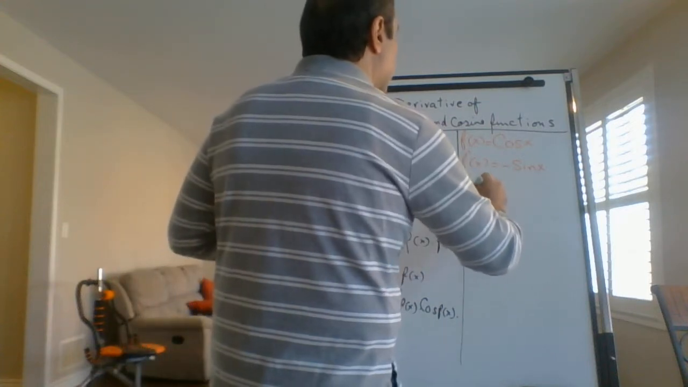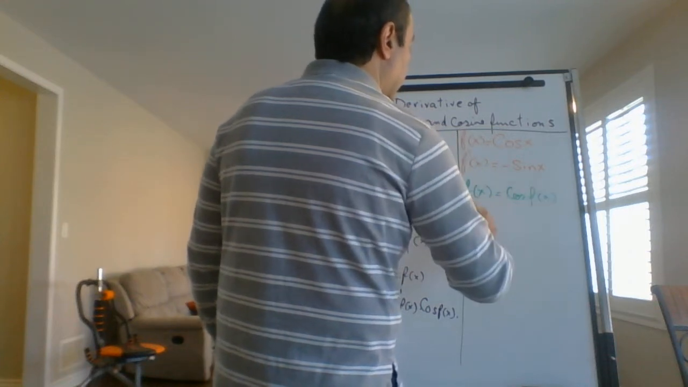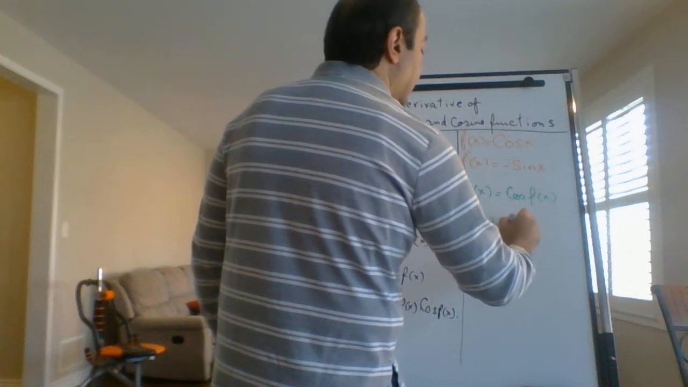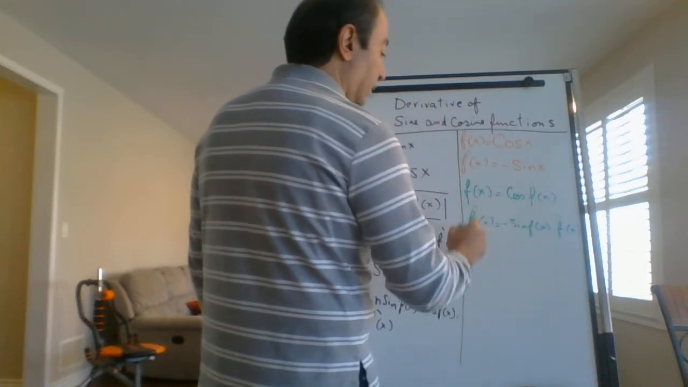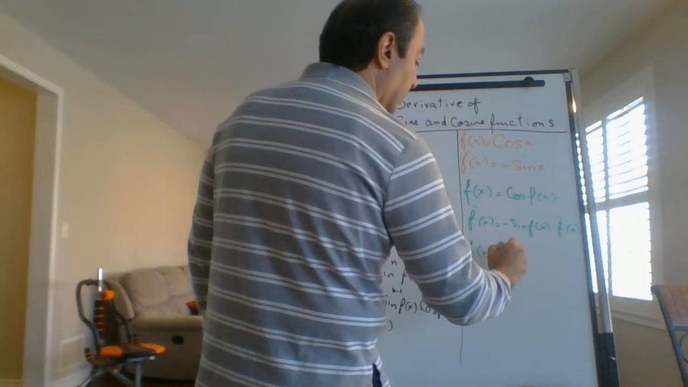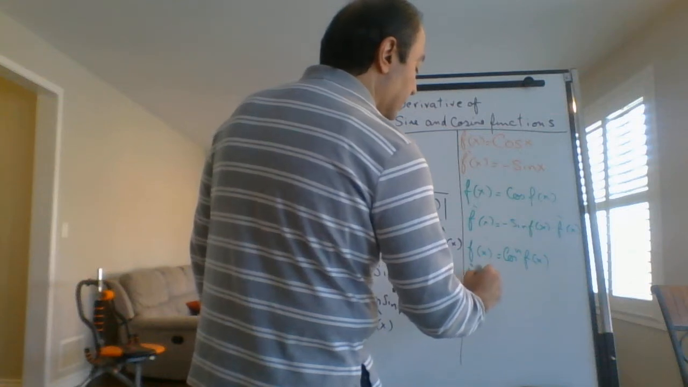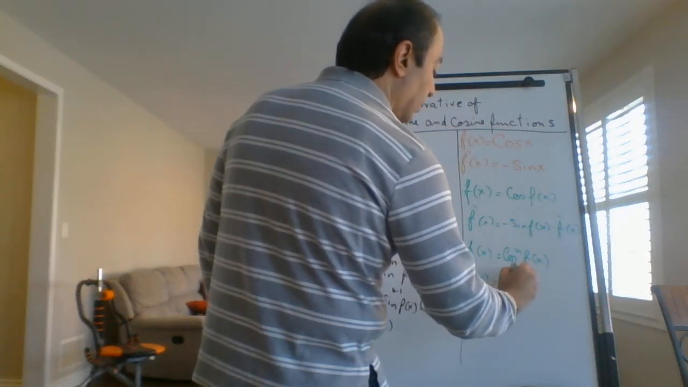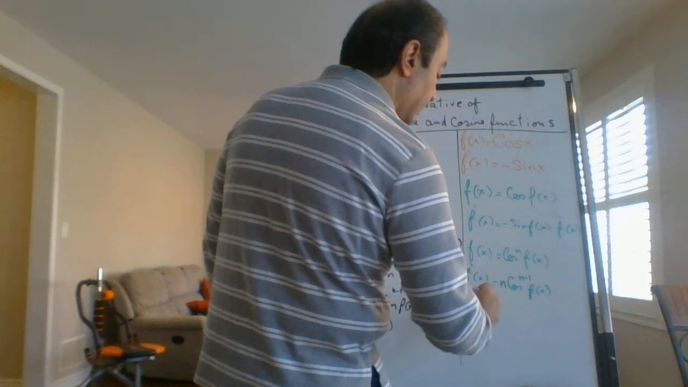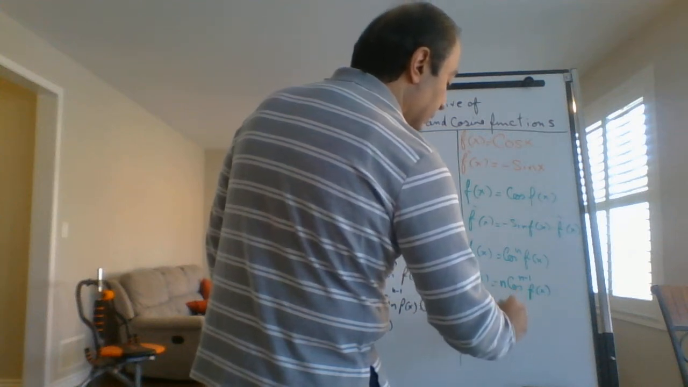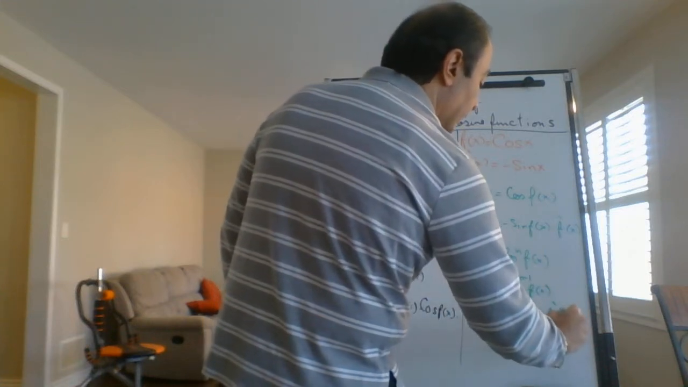Let's say f of x equal cosine f of x. So f prime of x will equal negative sine f of x times f prime of x. And the next thing, if f of x equal cosine to the power of n f of x, we're going to use chain rule twice. So f prime of x will equal n cosine to the power of n minus 1 f of x times the derivative of cosine anything, which is negative sine that thing, times the derivative of the function inside, which is f prime of x.